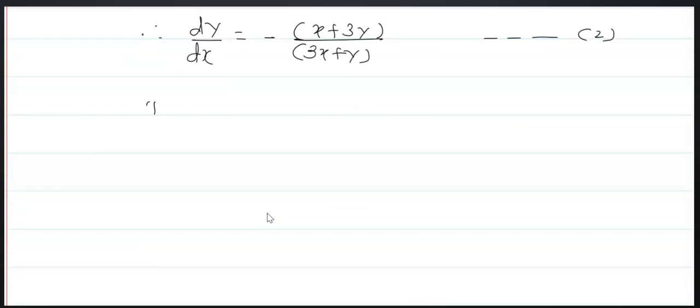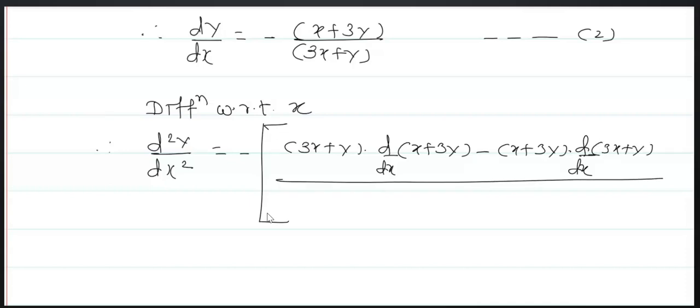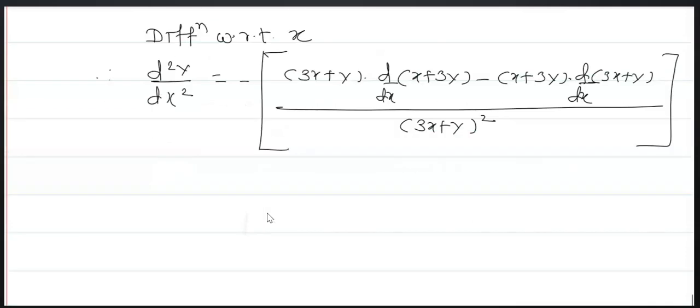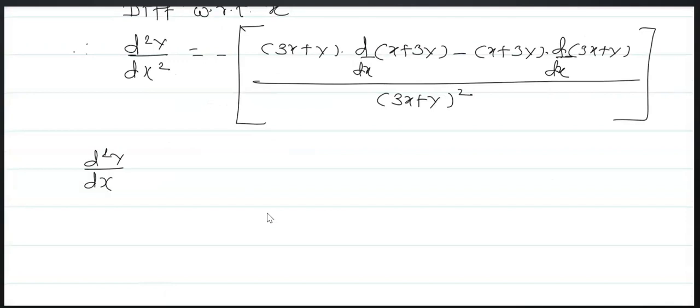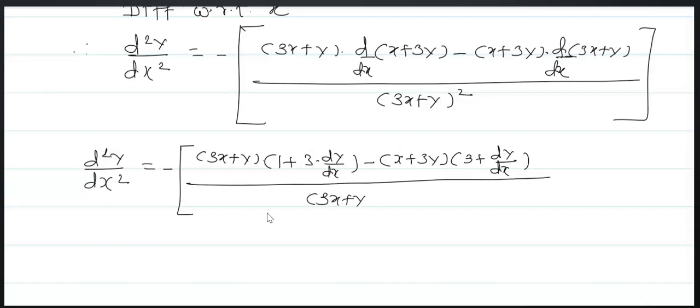Now the next is, now differentiate this with respect to x. Therefore d2y by dx square is equal to, apply the quotient rule, 3x plus y into d/dx of x plus 3y minus x plus 3y into d/dx of 3x plus y, upon 3x plus y bracket square. That is, d2y by dx square is equal to minus, in bracket 3x plus y, derivative of x is 1 and 3y is 3 into dy by dx, minus in bracket x plus 3y, derivative of 3x is 3 and y is dy by dx, upon 3x plus y bracket square.